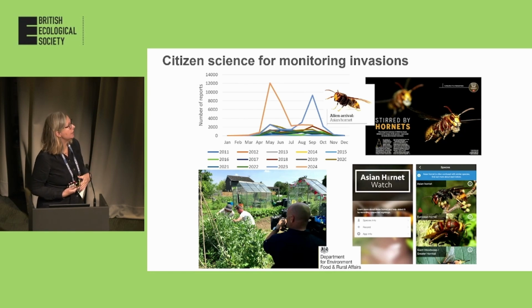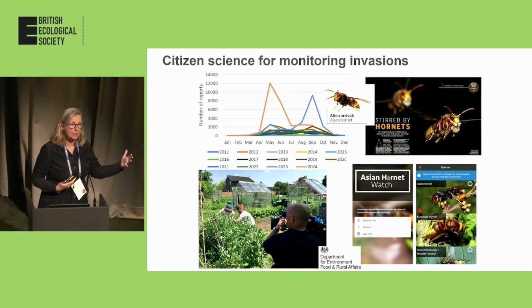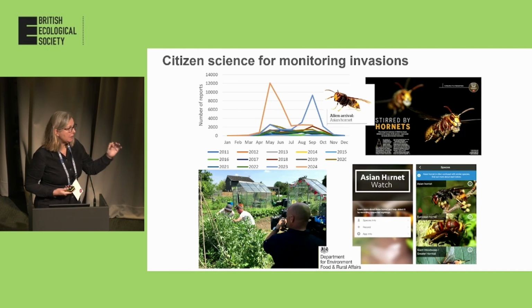including with citizen science. I won't go through it in the interest of time, but we get thousands and thousands of potential sightings of Asian hornets every year, and there's really quite a handful that turn out to be actual Vespa velutina. This year, I think it's in the region of about 50, but because of the rapid action, so far they've failed to establish.